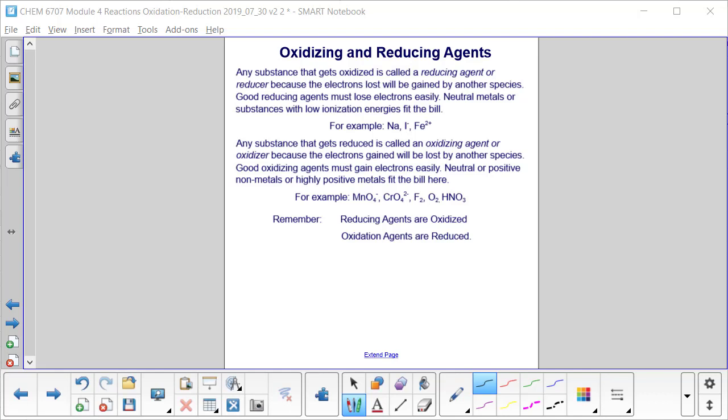Any substance that gets reduced is called an oxidizing agent or oxidizer, because the electrons gained will be lost by another species. They must come from somewhere. Good oxidizing agents must gain electrons easily. Neutral or positive nonmetals or highly positive metals fit the bill here. So you can see some of those here. Reducing agents are oxidized, oxidizing agents are reduced.